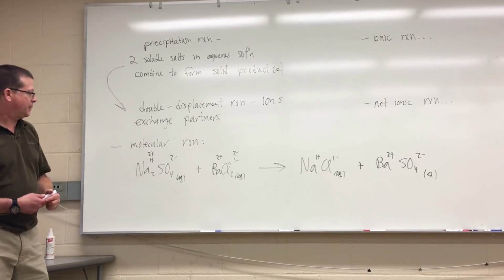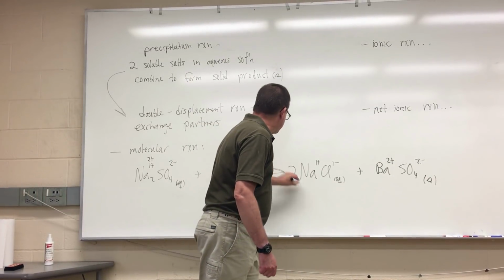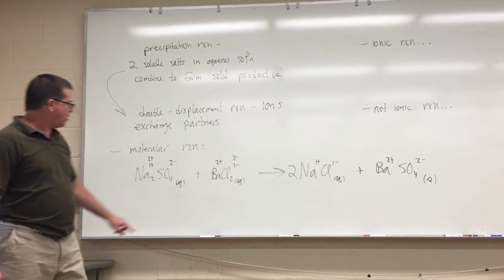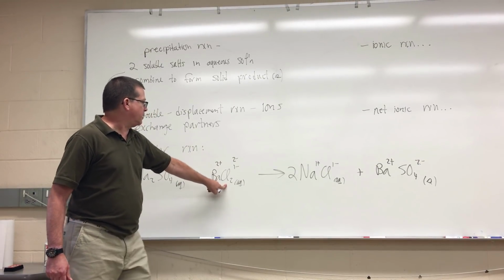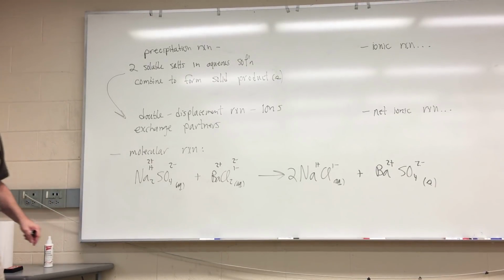So let's balance this. I've got 2 sodiums on the left, so I need 2 sodiums on the right. I've got 1 sulfate on the left, 1 sulfate on the right. We're good there. 1 barium on the left, 1 barium on the right. 2 chlorides on the left, 2 chlorides on the right. So we've got a balanced reaction equation here.